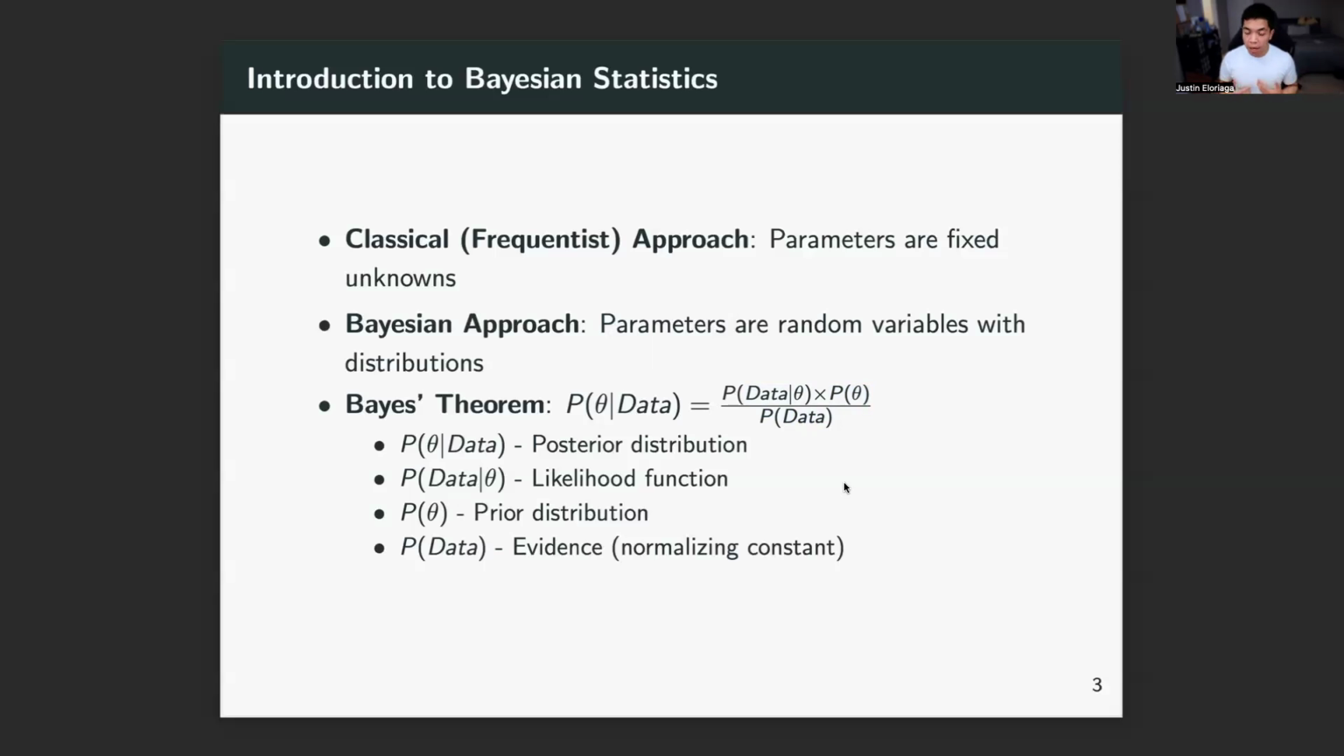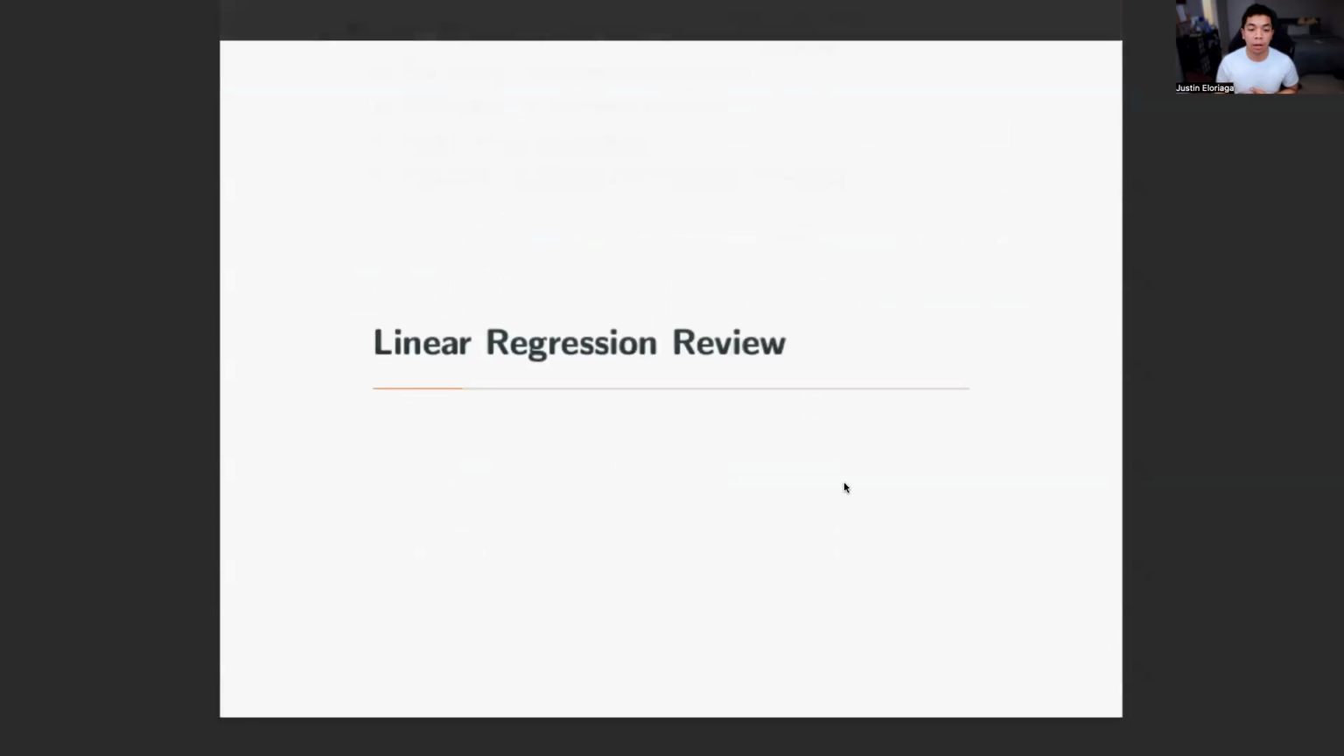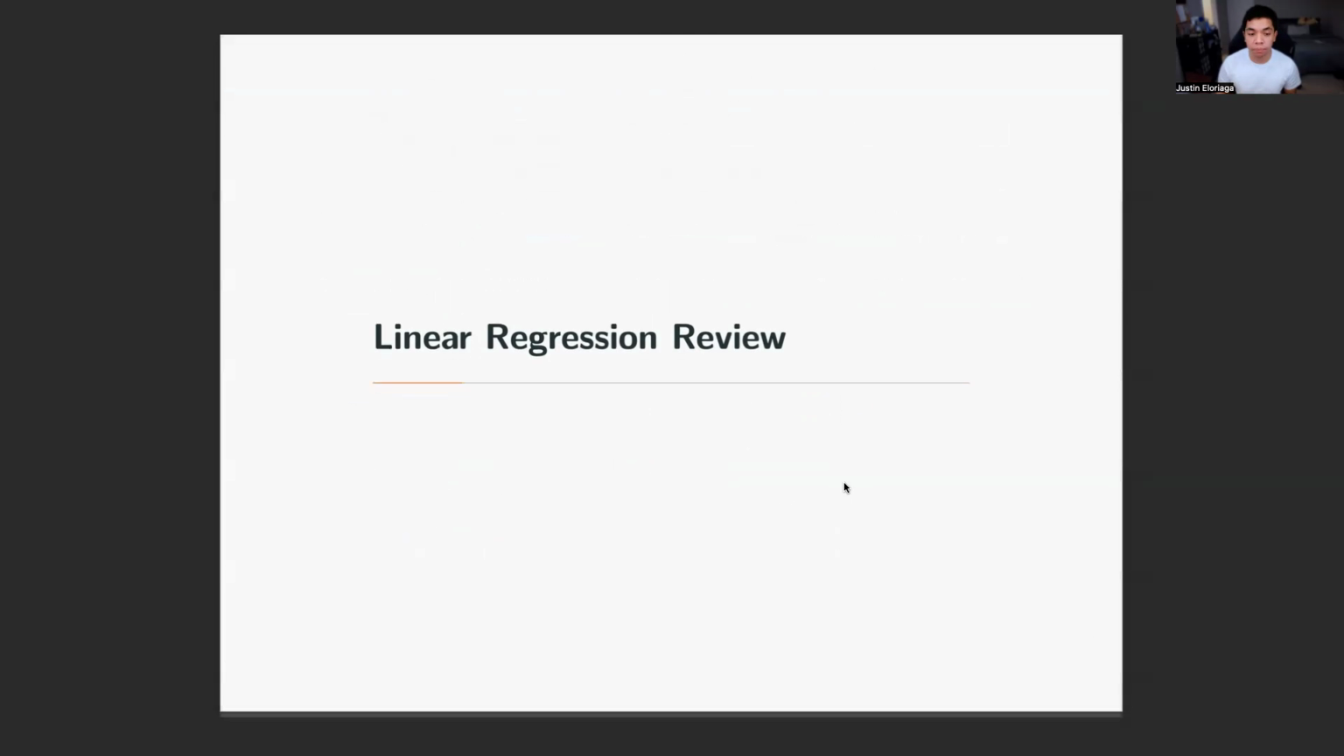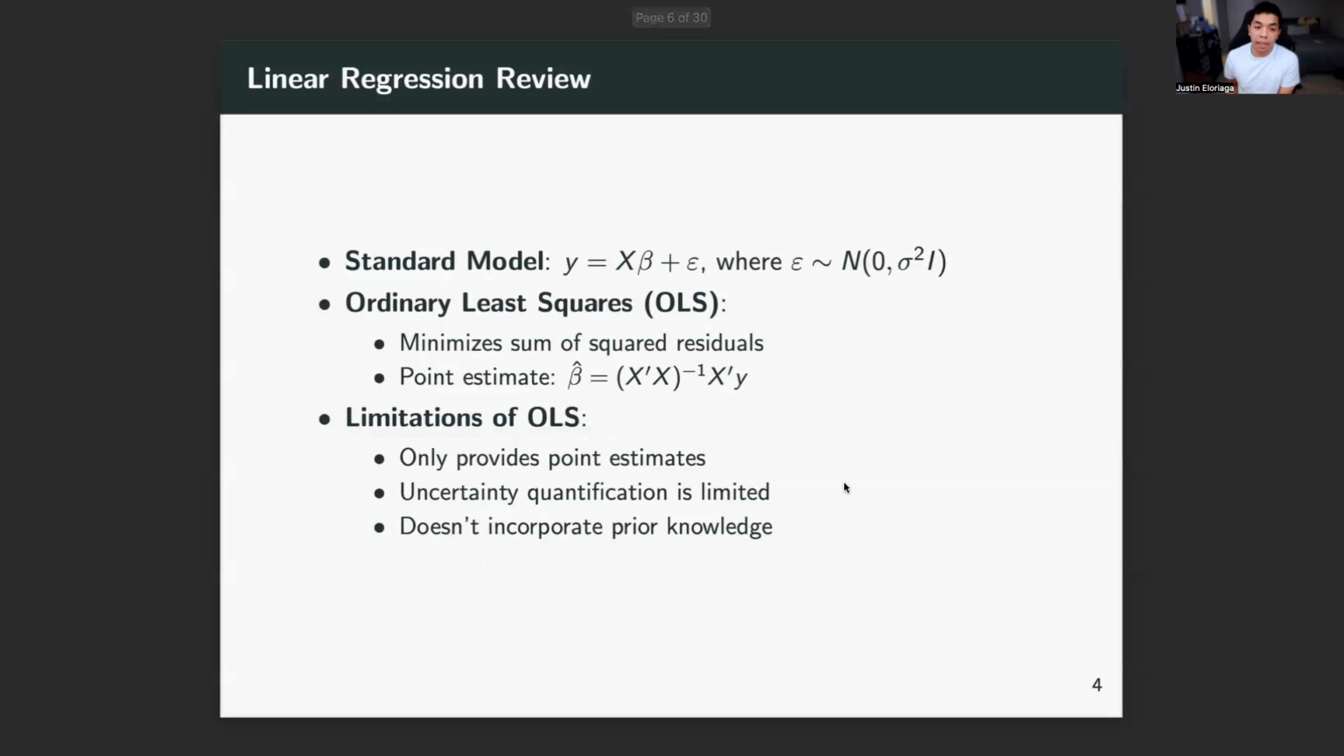Because the normalizing constant is not a function of theta, we can omit it in our analysis. We can just normalize, and instead of using an equality, we will use a proportional-to relationship.